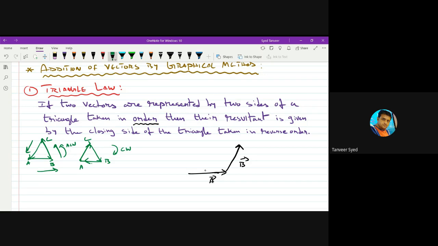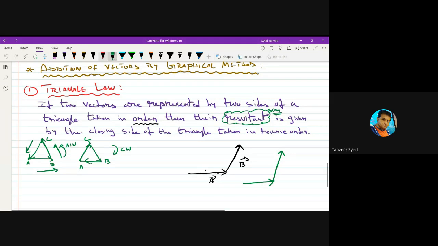Okay. So here I am taking the two sides, two vectors, A and B, as two sides of a triangle in one order. What is that order? A to B, B to here. This is one order that I am following. Then the resultant is given by, resultant means sum. Resultant means sum of two vectors. Then the resultant is given by the closing side of the triangle taken in reverse order.